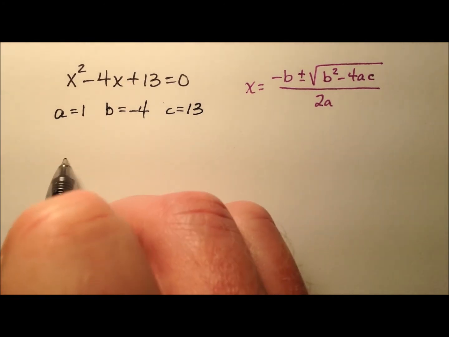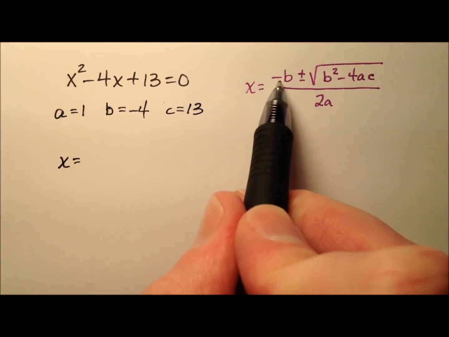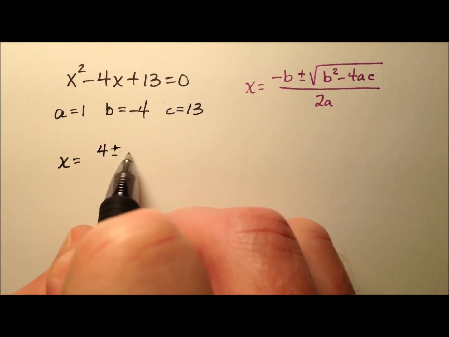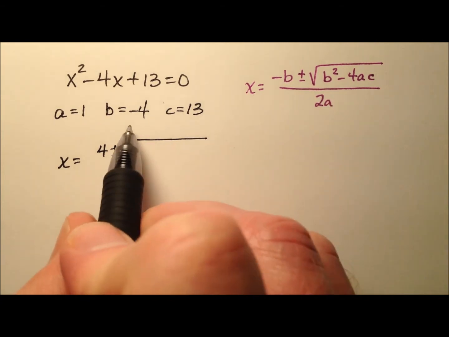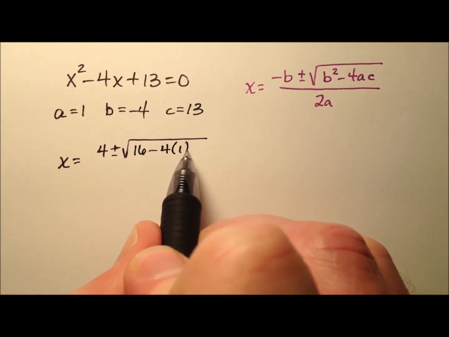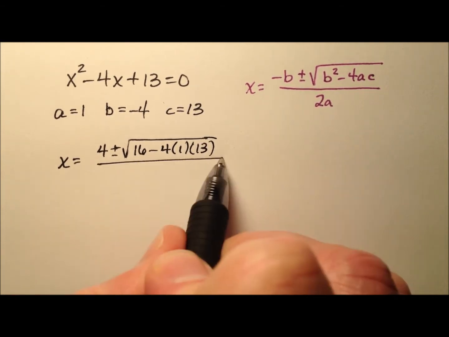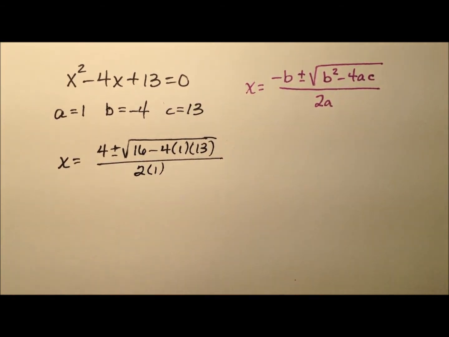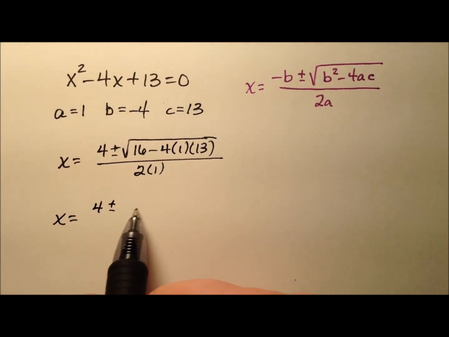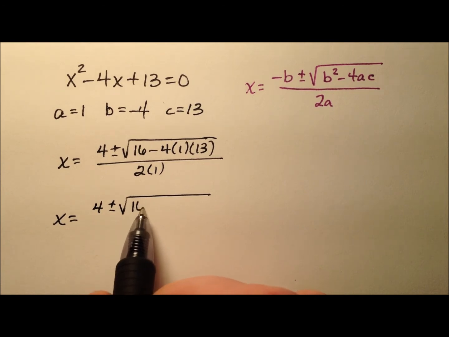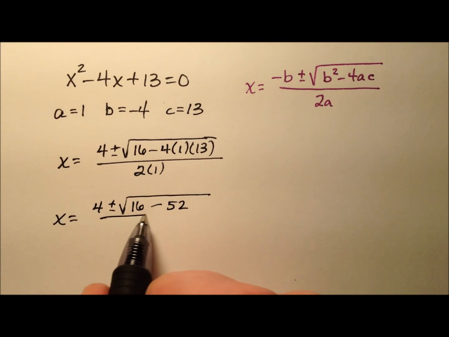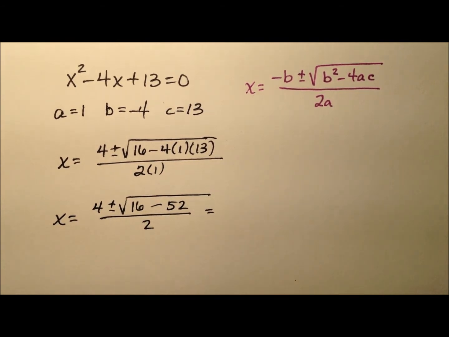Okay, so let's go ahead and plug some values in. x equals the opposite of b. Well, the opposite of negative 4 is positive 4, plus or minus the square root. Now b squared, so negative 4 squared is 16, minus 4 times a times c, all over twice a. Okay, so x equals 4 plus or minus the square root of 16 minus, and 4 times 1 times 13 is 52, all over 2.